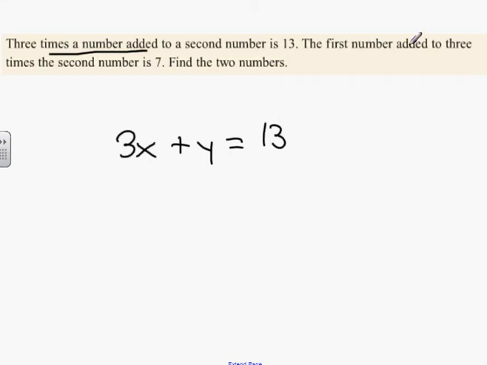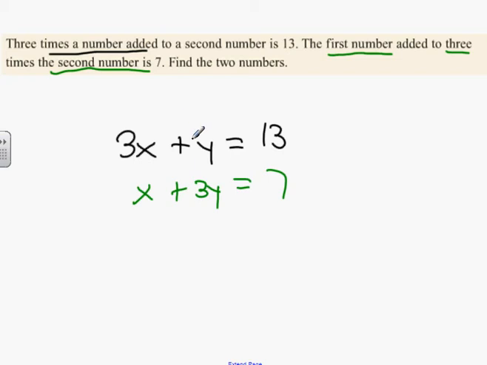Okay, Paul. The first number, what's the first number? Not 3x, just x. Is added to 3 times the second number? 3y. And the answer is? 7. Okay guys, Paul, pick a letter for me to get rid of, x or y?